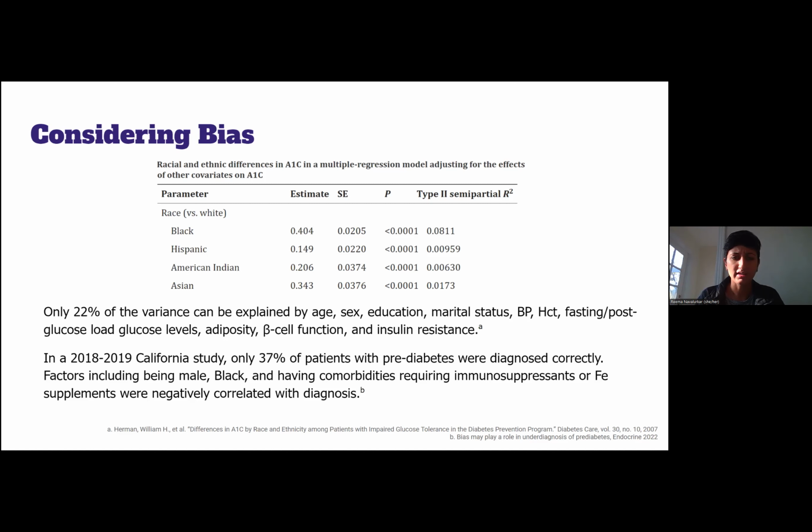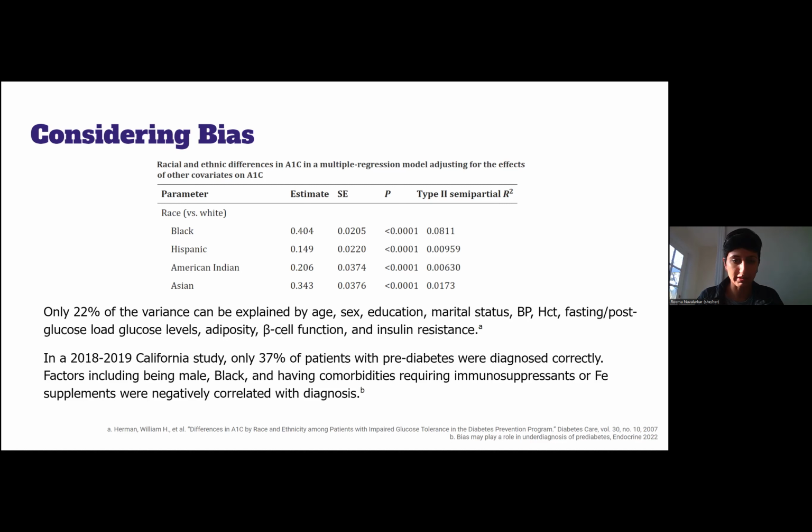And then they tried to speculate that perhaps there's differences in things like hemoglobinopathies and anemias and things that differ from ethnicity to ethnicity. But we don't know what that is, and there's no study. So all of this is to say that there's some variation in A1C, and we don't really know why. So there's further studies to be done.